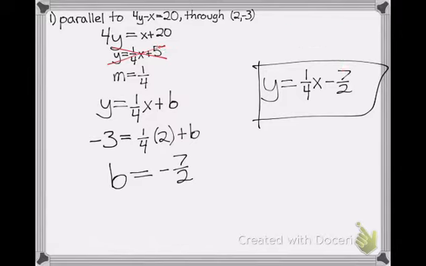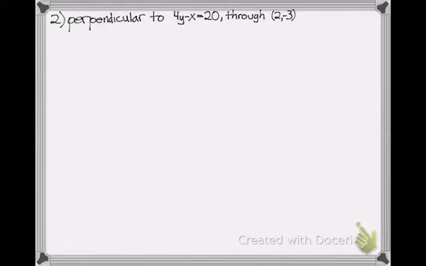So at this point, we're going to work on the second half of this problem, which is to find the equation of the line in slope-intercept form, which is perpendicular to 4y minus x equals 20, also passing through the point (2, -3). Go ahead and pause the video at this point, try the solution for yourself, and then come back when you're done and I'll show you mine.